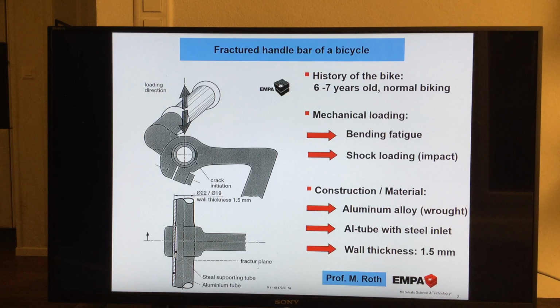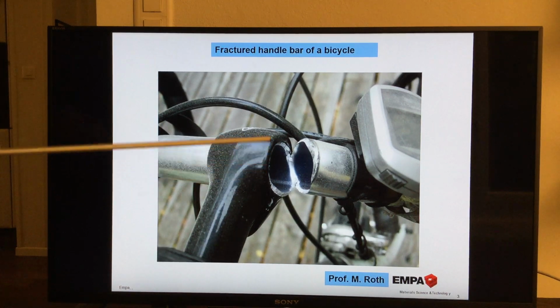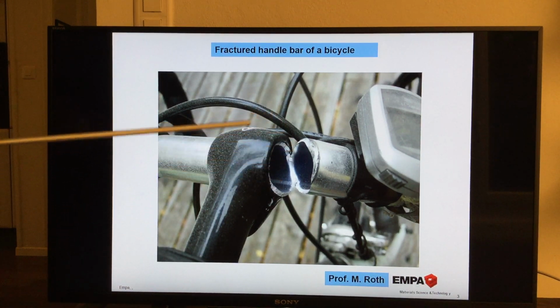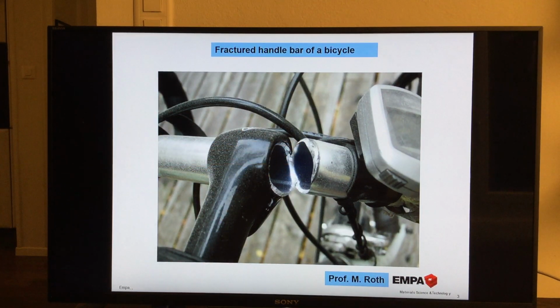Okay, now we have a look. This is another example, not really that one, without inlet. Again, you see here the jump in the stress. Here is lower stress, and here is higher stress. In this region the fracture occurred. And you can again imagine that when this occurs during bicycling, it can lead to a very serious accident.